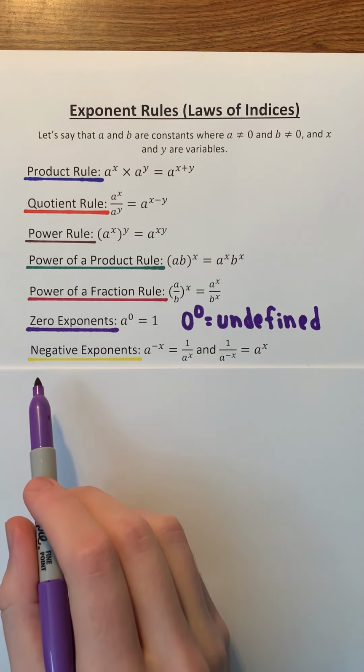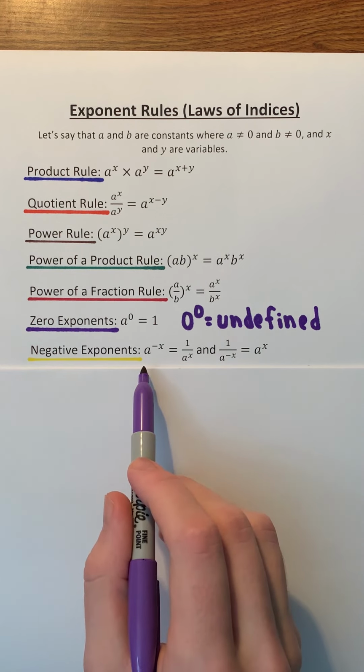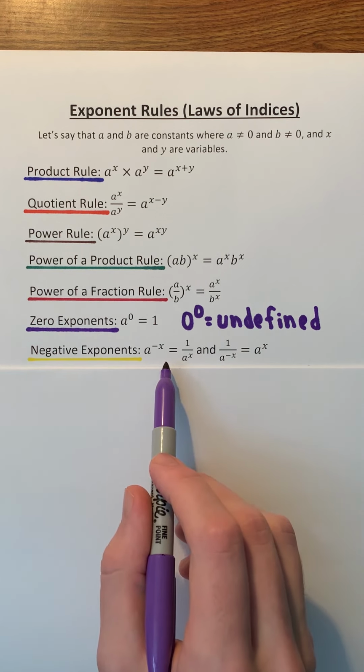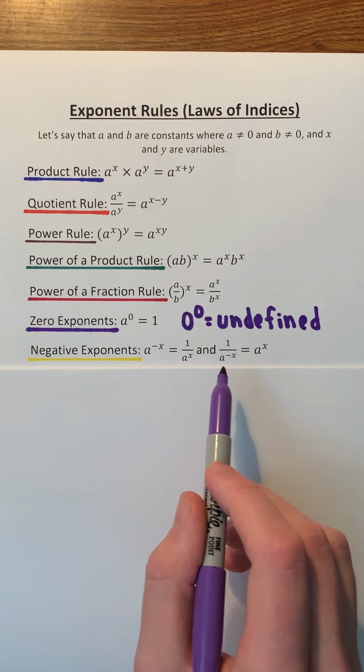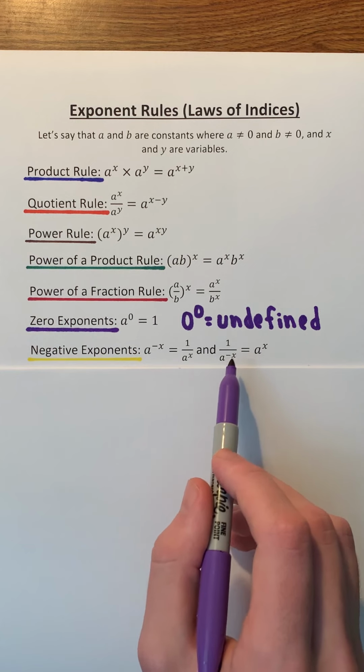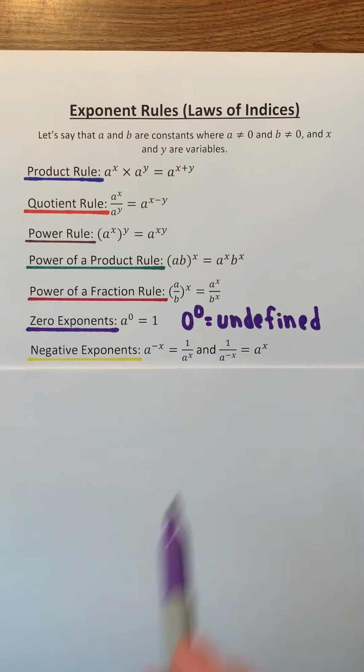Two situations can occur when you have negative exponents. First, you can have something like a to the power of negative x. This is the same thing as 1 over a to the power of x. Also, you can have something like 1 over a to the power of negative x. This is the same thing as a to the power of x.